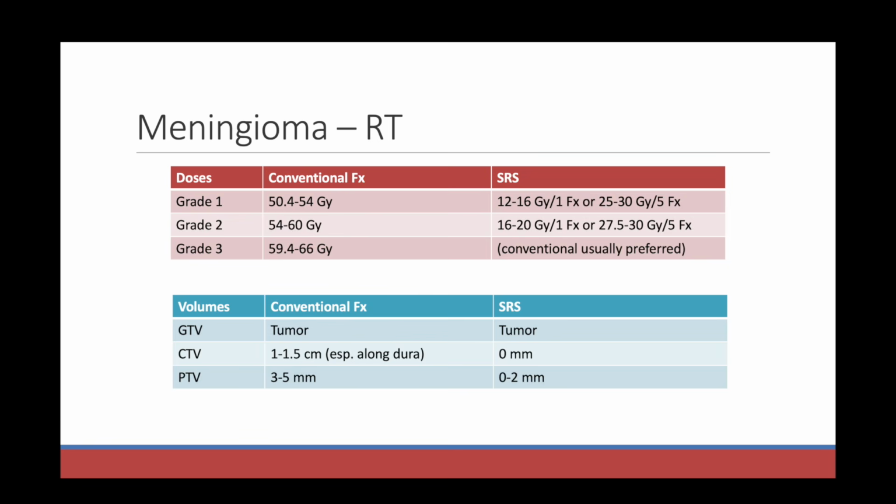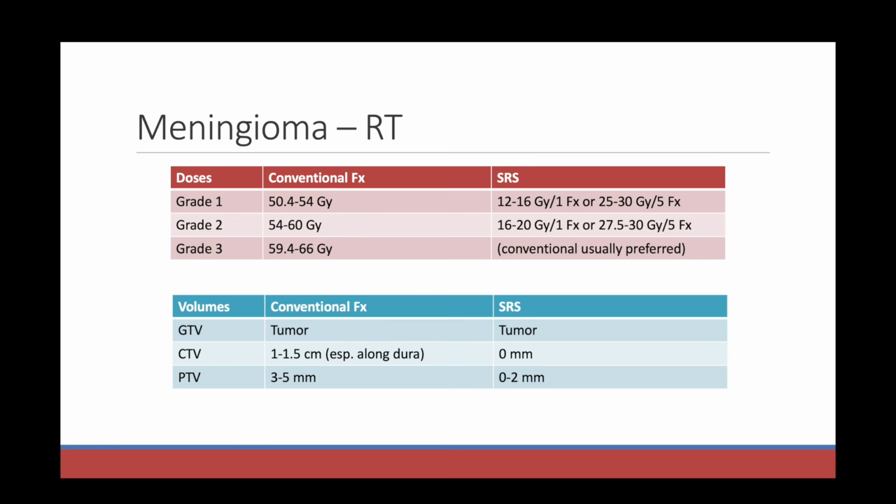Conventional fractionation is usually preferred for grade 3, and the conventional fractionation dosing for grade 3 is close to 60 to 66 gray, so 59.4 to 66 gray. Grade 2, we can do 54 to 60 gray, and then grade 1, we can do 50.4 to 54 gray.